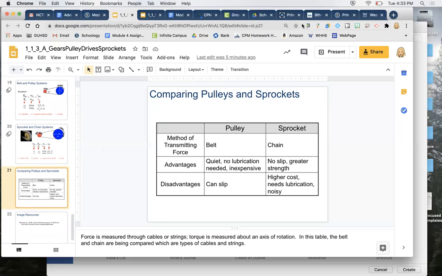Okay, and that is all for pulleys, belts, and gears.